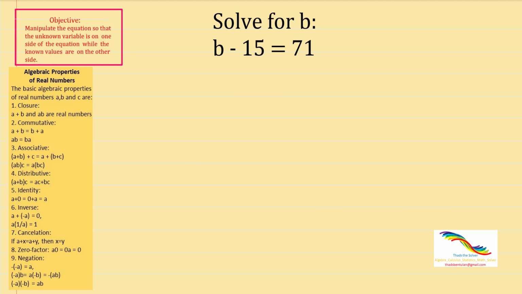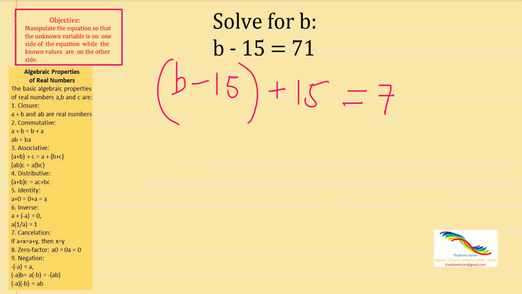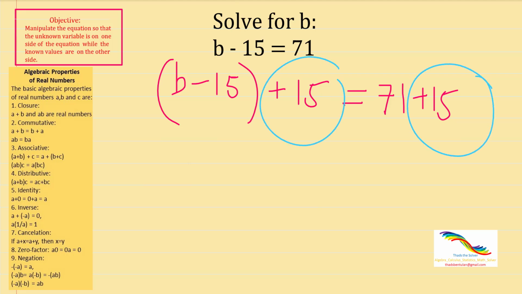Okay, so b minus 15. Always put a parenthesis here so that you will not have confusion later on. Then you add 15 to the entire left hand side of the equation, and since you added 15 to the left hand side, you also add 15 to the right hand side. So the equation is still balanced because whatever you added on the left hand side, you added to the right hand side.